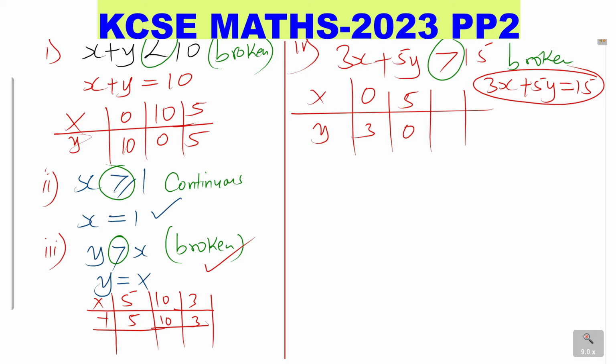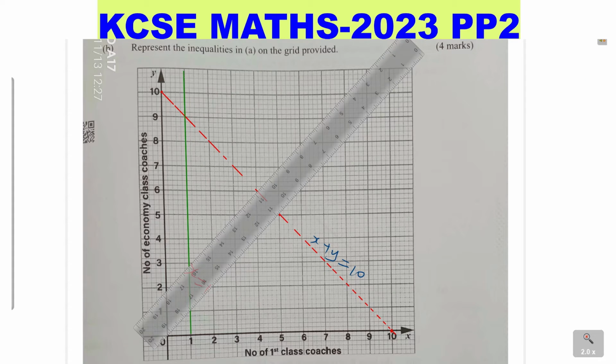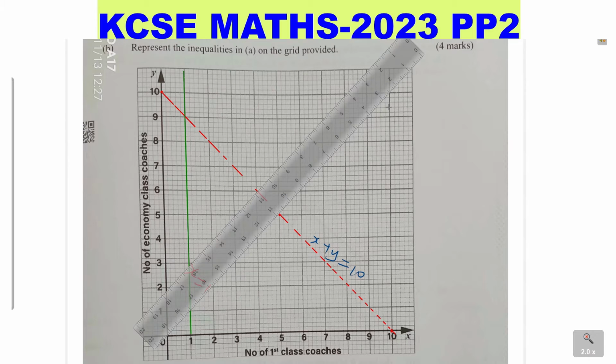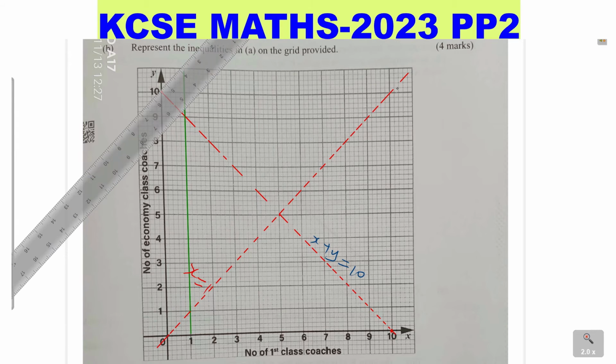But you don't need to do that. Just know that y is equals to x is the line that passes exactly between the x and the y axis. And that line is supposed to be broken. So that is the line, line y is equals to x.